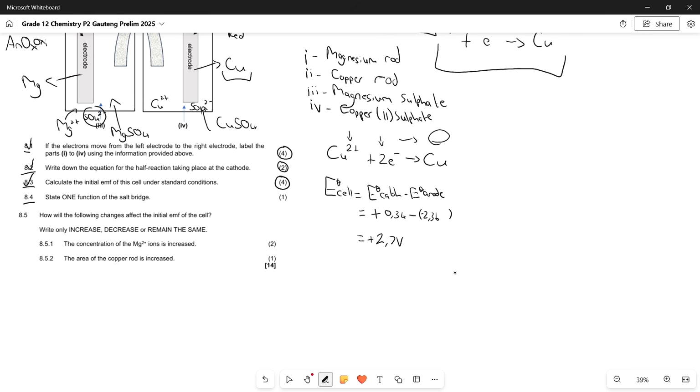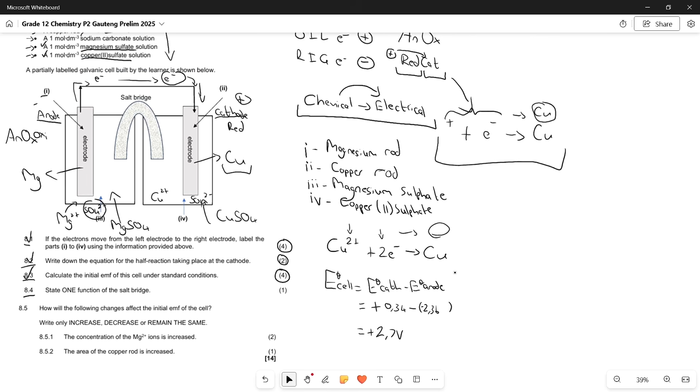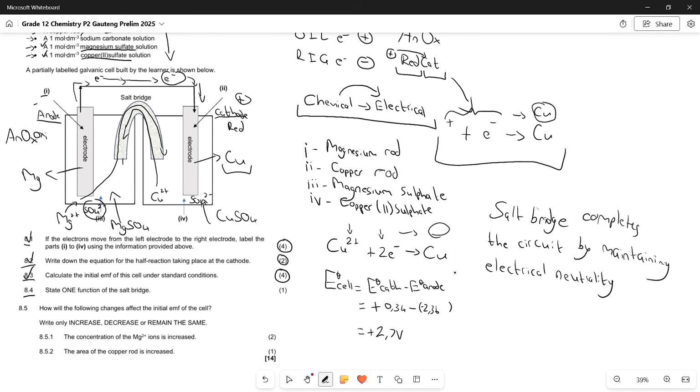And then 8.4 says state one function of the salt bridge. Okay, so the salt bridge over here allows these ions to pass through. So this Mg2+ and the Cu2+ pass through both ways. So we have these ions passing through the salt bridge while the electrons flow in the external circuit from anode to cathode. Okay, which means that the salt bridge completes the circuit by maintaining electrical neutrality, because it provides a pathway for the ions to be exchanged. Okay, so that would earn us 1 mark over there, as we stated one function of the salt bridge.